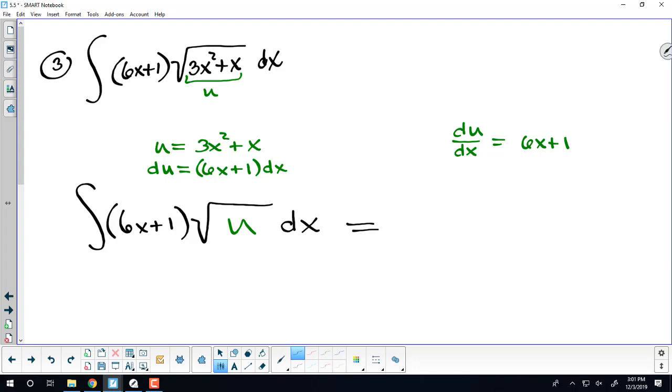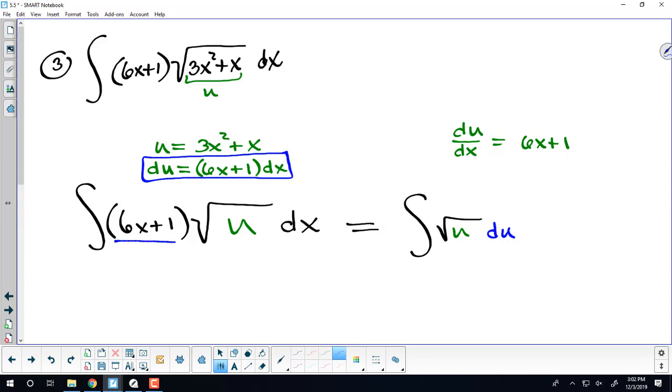Okay, so after we've substituted and taken the derivative, what does our new integral in terms of u look like? The antiderivative of the square root of u times du. Let me write this here, because this du accounts for the 6x plus 1 and the dx. Is everybody all right with that? Questions?